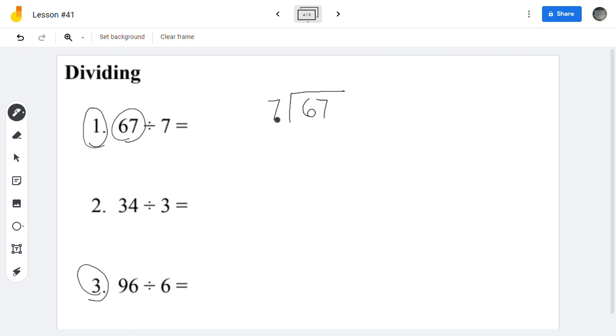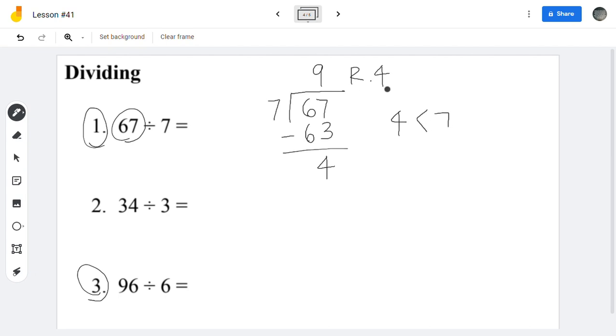You're going to see how many times 7 goes into 67. Well, 7 goes into 67 9 times because 7 times 9 is 63. Now you're going to subtract these and you will end up with 4 as your remainder. To double check if 4 really is your remainder, always make sure your remainder is less than your divisor. 4 is less than 7, so having a remainder of 4 makes sense.